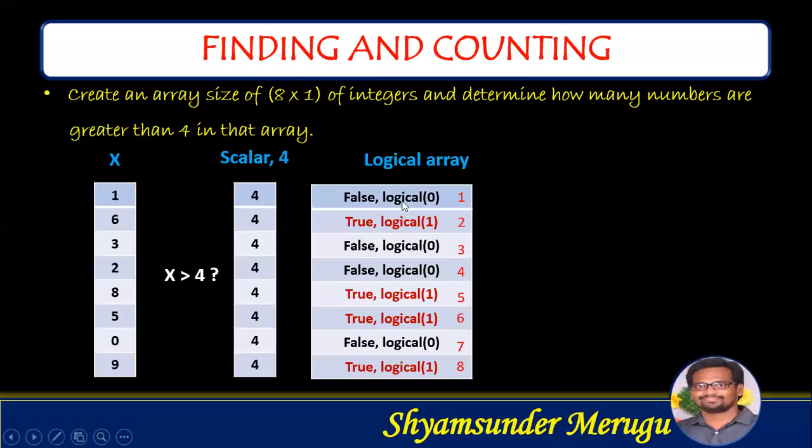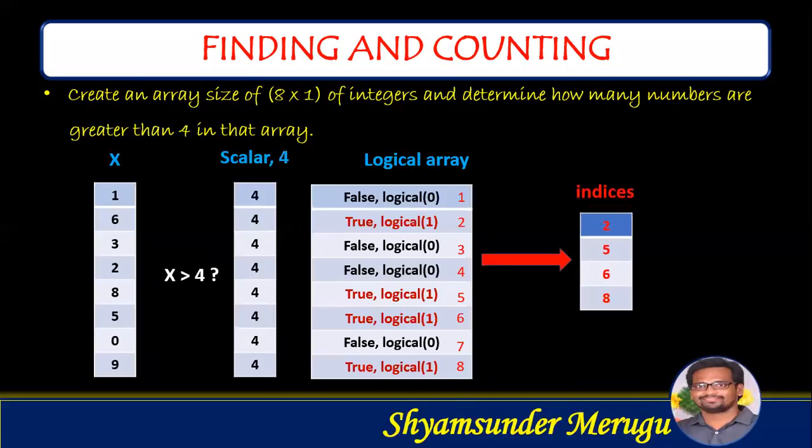Based on that, if it is false, we get logical 0. If it is true, we get logical 1. Now 1, 2, 3, 4, 5, 6, 7, 8 are the indices of the memory locations of that logical array. Now by using the find function, the non-zero elements, which are greater than 4, will be identified, and the result will be the indices of those numbers which are greater than 4.